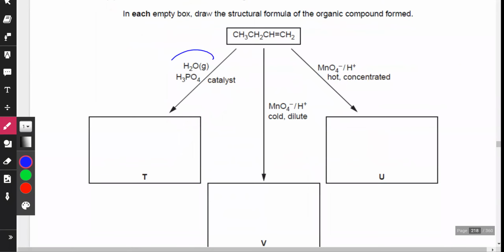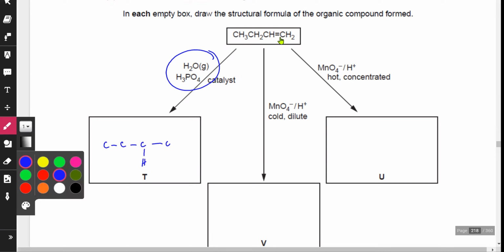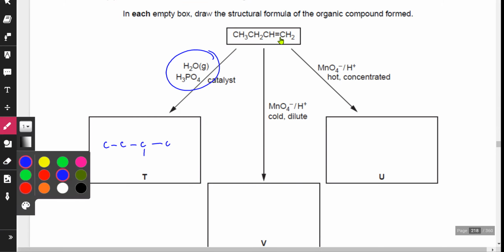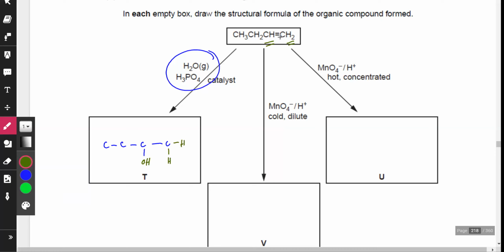This is hydration. This is water getting added. What you're going to do is that H and OH will get added across the double bond. But where does the H get added? What was Markovnikov's rule? To the carbon which is bonded to the most hydrogen atoms. There's one hydrogen here and two hydrogens there. So the OH would be bonded over here, and the H would be bonded to the last one.